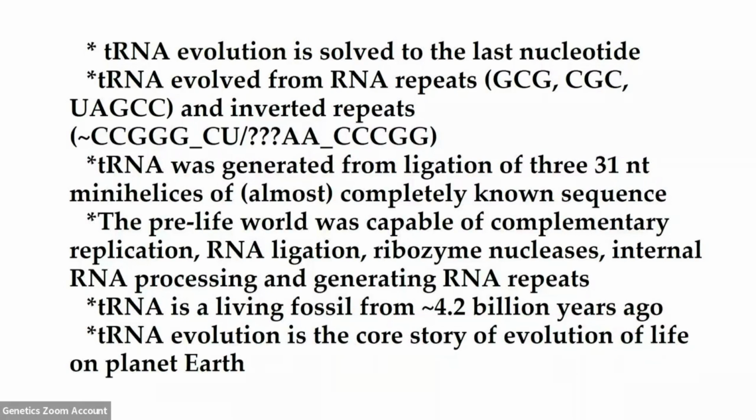And tRNA was generated from ligation of 31 nucleotide mini helices of almost completely known sequence. The only exception is the 3 that were scrambled in coding. Okay, the rest of the nucleotides are known. The pre-life world was capable of complementary replication, RNA ligation, ribozyme nucleases, internal RNA processing, and generating RNA repeats. So it's a complicated world that we're trying to describe, based mostly on tRNA sequence, actually. tRNA is a living fossil from 4.2 billion years ago. The exact dates matter, but I don't know them. That's an approximation. And tRNA evolution is the core story in evolution of life on our planet.